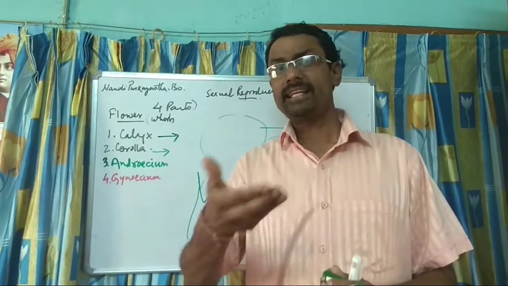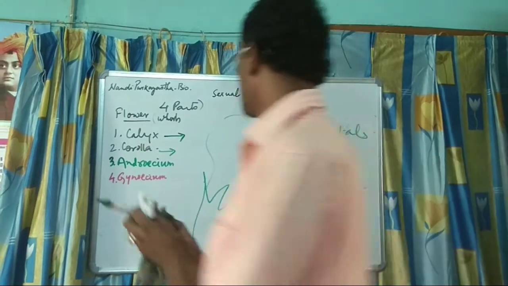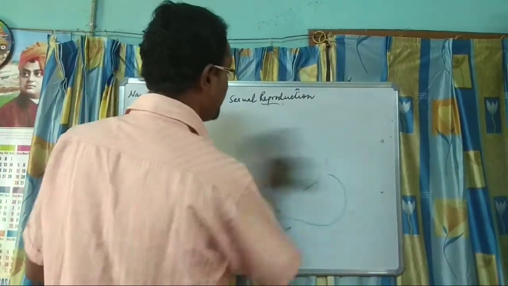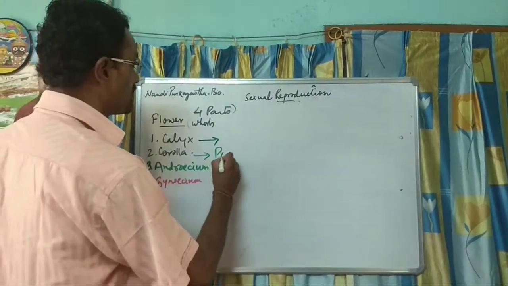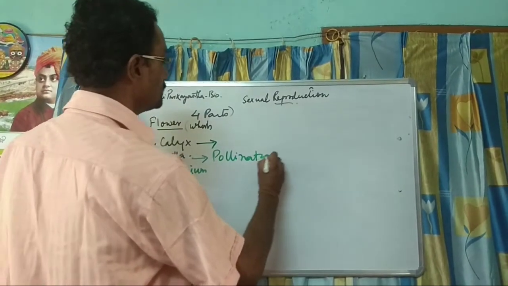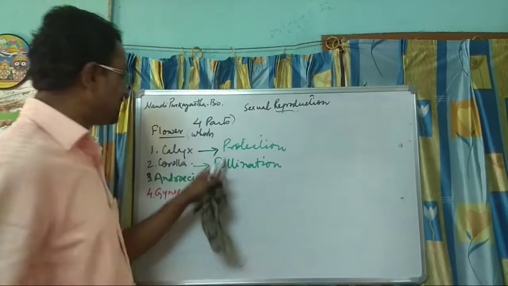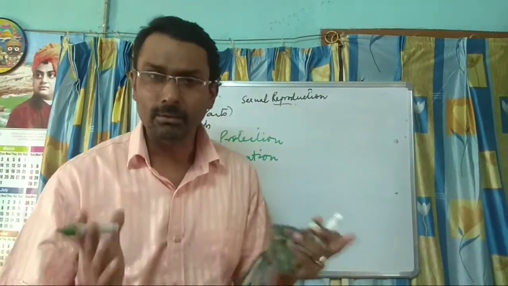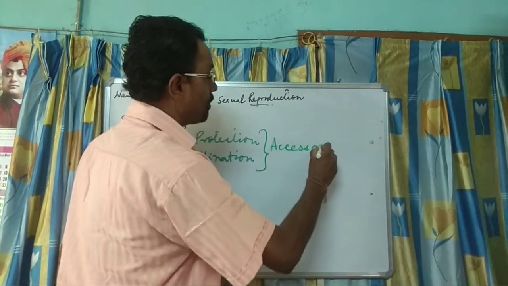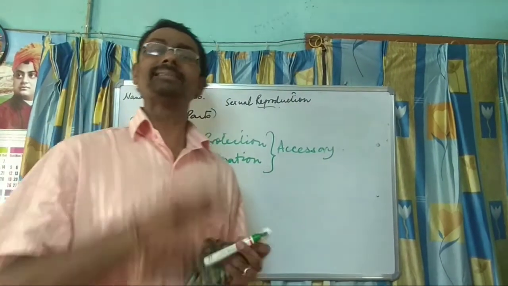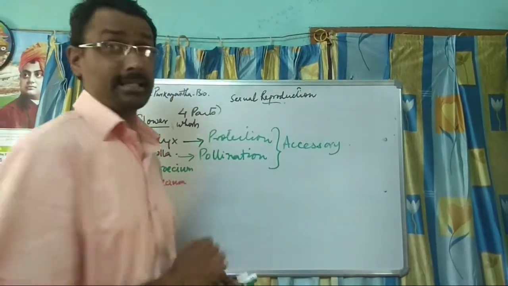To help the insect for pollination. So its main function is pollination. The first one is protection, then we have found another one, pollination. These two parts, calyx and the corolla, are called the accessory part. What is the meaning of accessory? Who assist? Without them, it is difficult. So they assist. They are called accessory part.